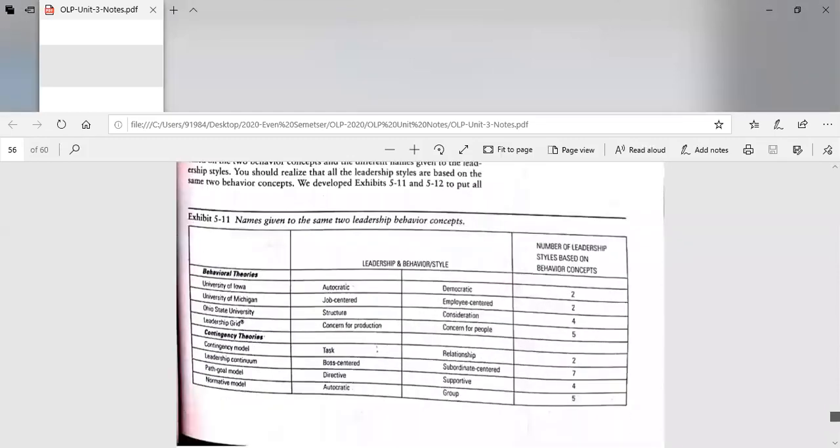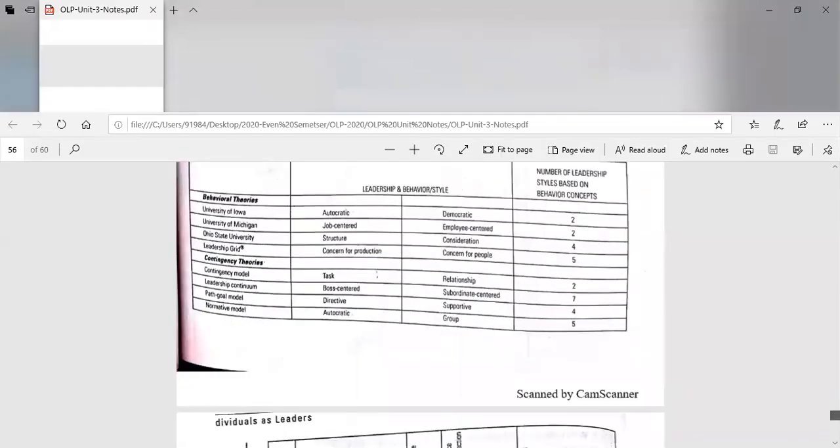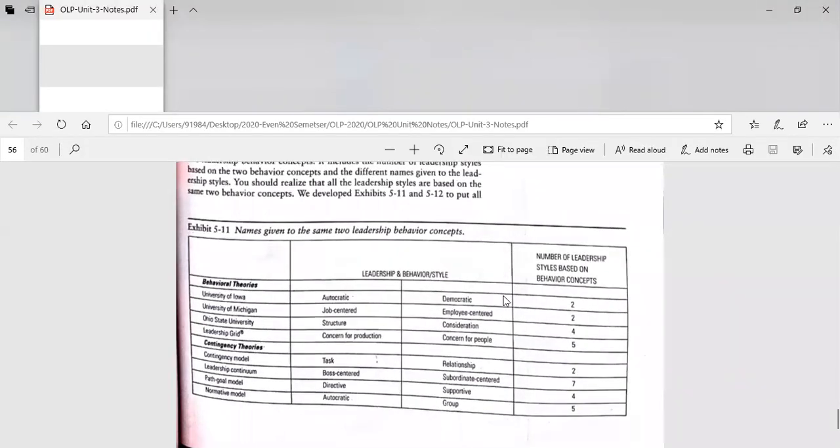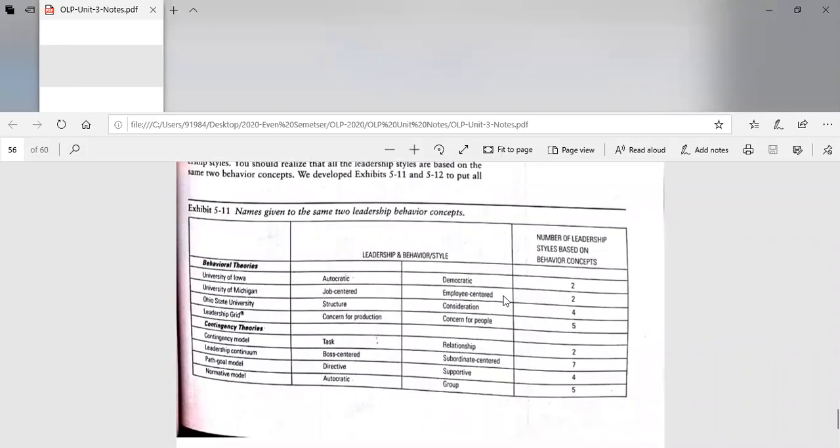Okay, now we can see here all the theories put in one table, whatever we have discussed till now. You can see it just here in the table. It's visible? Yes, ma'am.